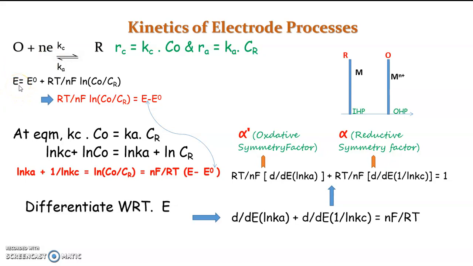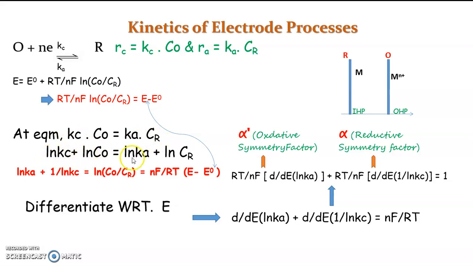Therefore, the potential can be obtained from the Nernst equation, E equal to E0 plus RT by nF ln Co by Cr, the concentration of oxidant by the concentration of reductant, and from this we have the equation E minus E0 equal to this. Then at equilibrium, we know Rc becomes equal to Ra, that is Kc into Co equal to Ka into Cr.